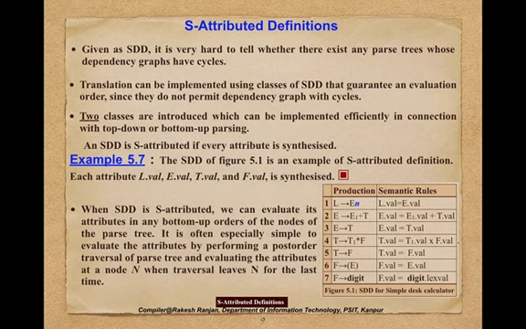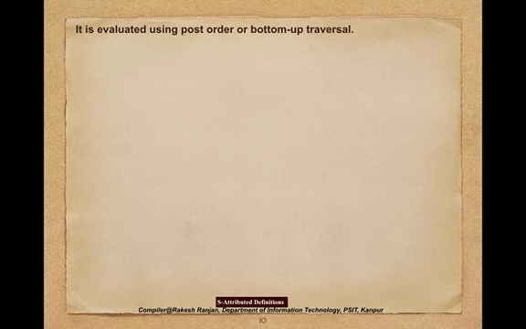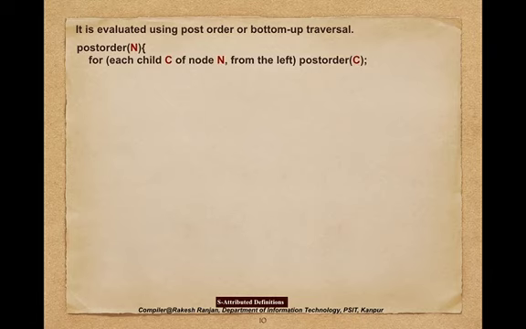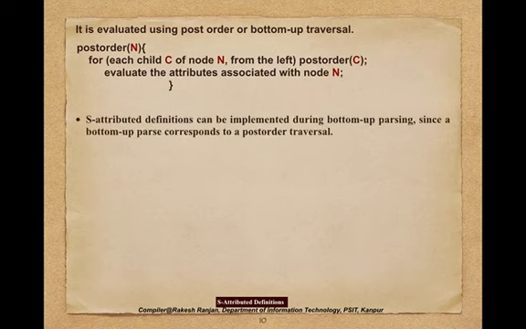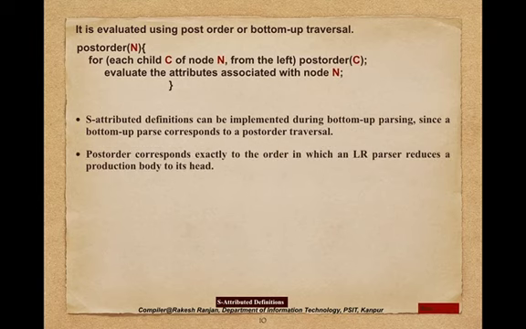When an SDD is S-attributed, you can evaluate these attributes in bottom-up order of the parse tree. It is often especially simple to evaluate the attributes by performing a post-order traversal of the parse tree and evaluating the attributes at node n when the traversal leaves n for the last time. The algorithm is very clear for bottom-up post-order: for each child c of node n, from left, post-order c, evaluate the attribute and so on. So these are the post-order correspondence.